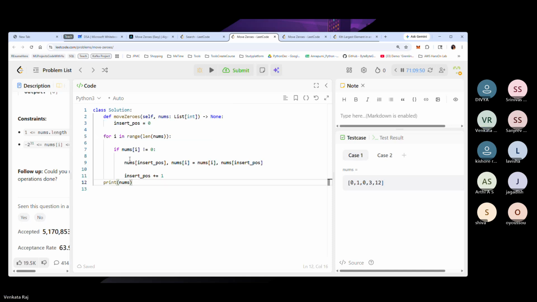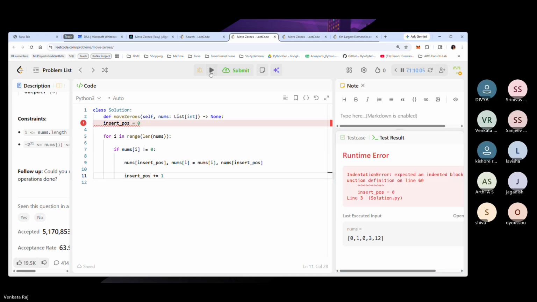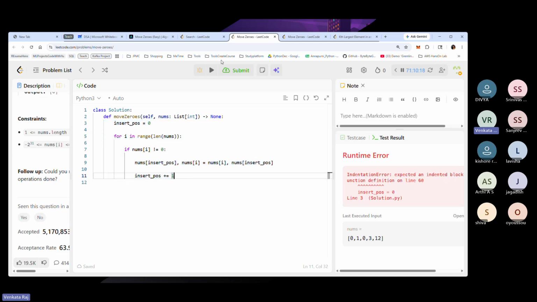We shouldn't print anything. We only have to return. So okay, let me run this. Indentation issue.